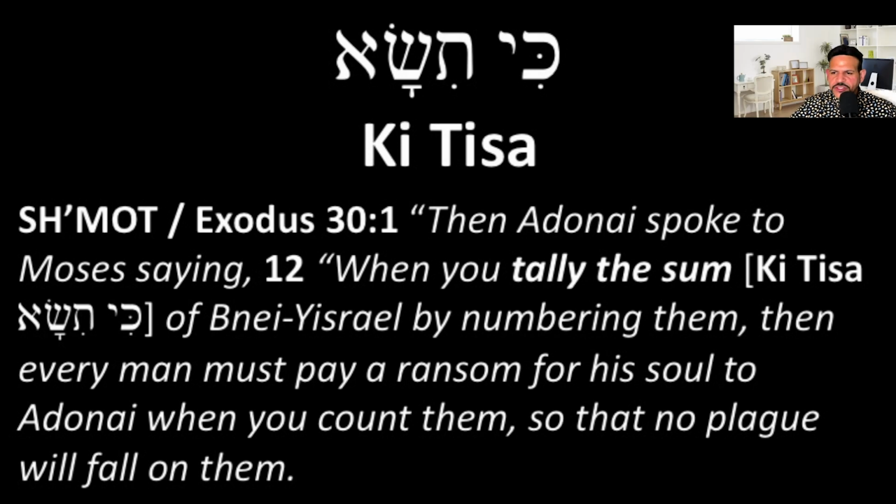In the Tree of Life version, it reads, Then Adonai spoke to who? He spoke to Moses, saying, When you tally the sum, or actually in Hebrew, Tisa, of Bnei Israel, then by numbering them, every man must pay a ransom for his soul to Adonai when you count them, so that no plague will fall on them. How strange of a statement, right?